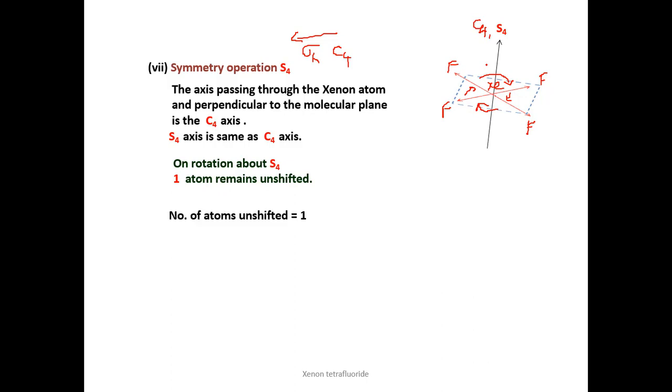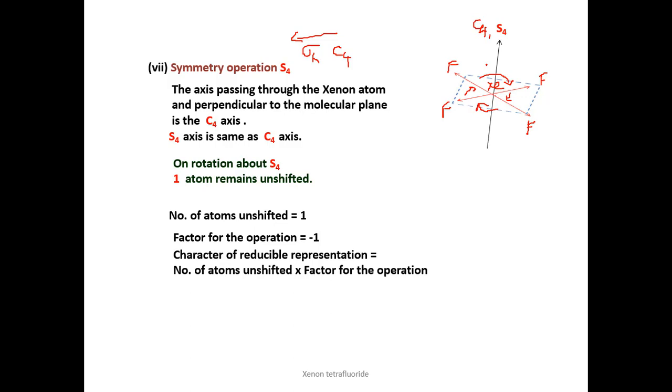The factor for the operation is minus 1, and the character for the reducible representation is the number of atoms unshifted into the factor for the operation, which is equal to 1 into minus 1, equal to minus 1. We will see how we get the factor for the Sn axis.